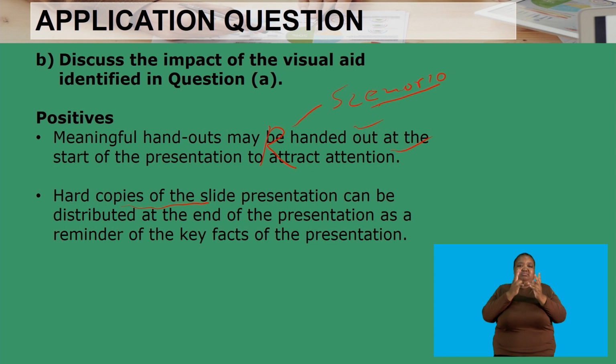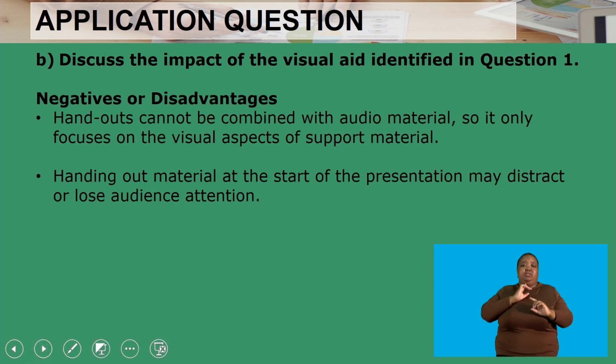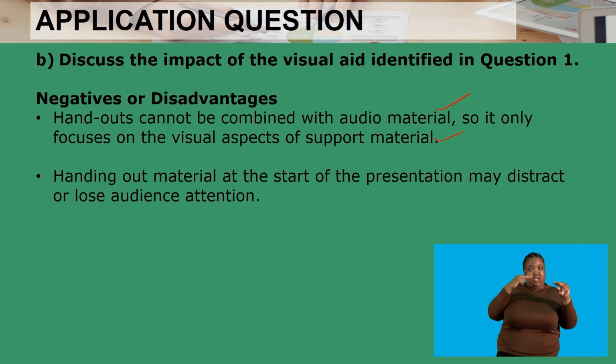And hard copies of the slide presentation can be distributed at the end of the presentation as a reminder of the key facts of the presentation. So that becomes correct. And then what are the negatives? Handouts cannot be combined with audio material, so they only focus on visual aspects to support material. That's a negative impact because some people would interact better with audio material, meaning a voice note maybe about what is being presented. And handing out material at the start of the presentation may distract the audience or make them lose attention.